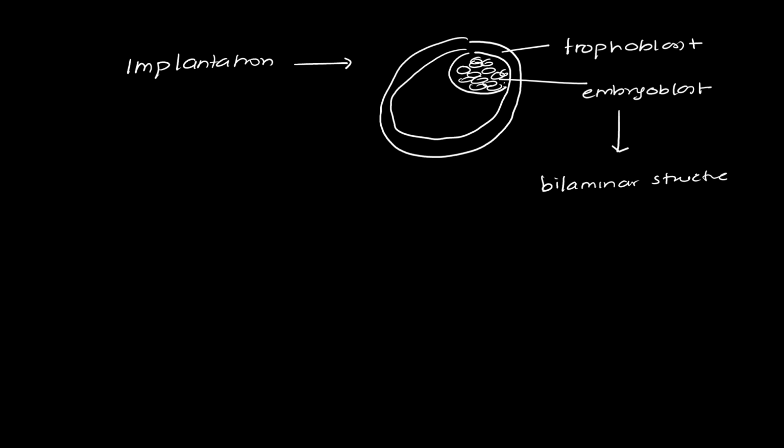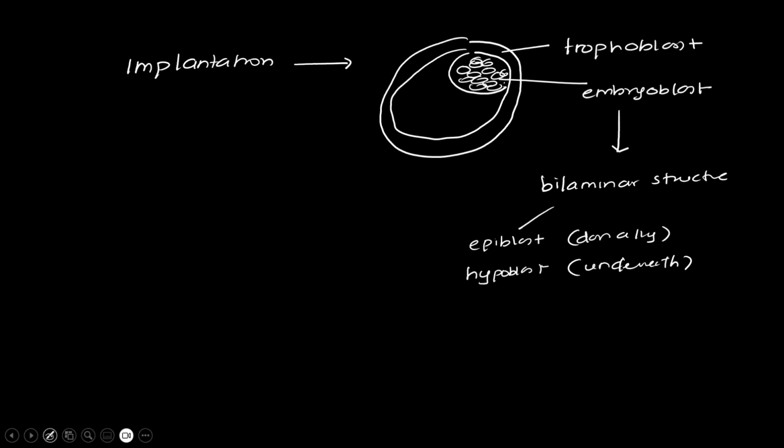This bilaminar structure is composed of epiblast dorsally and the hypoblast underneath. So these two layers form the bilaminar structure. Then in the epiblast in the second week, there is the formation of the primitive streak.